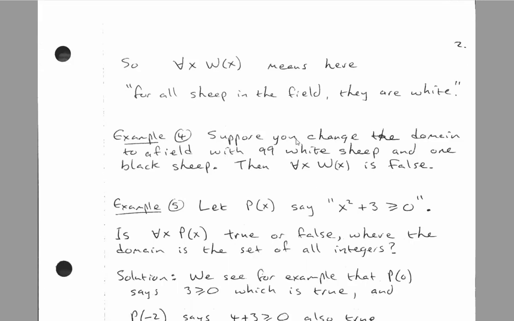Okay, example 4. Suppose you change your domain of discourse to a different field with 99 white sheep and 1 black sheep. Okay, so for this domain, then for all x, Wx, that'll be false. Okay, so it's not true that all these sheep are white. There's one black one. So it's important to understand what this means, but also we're making a new proposition, so this is going to be true or false.